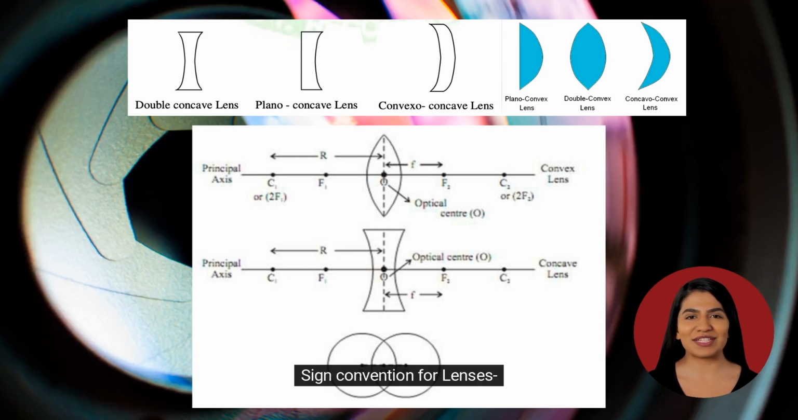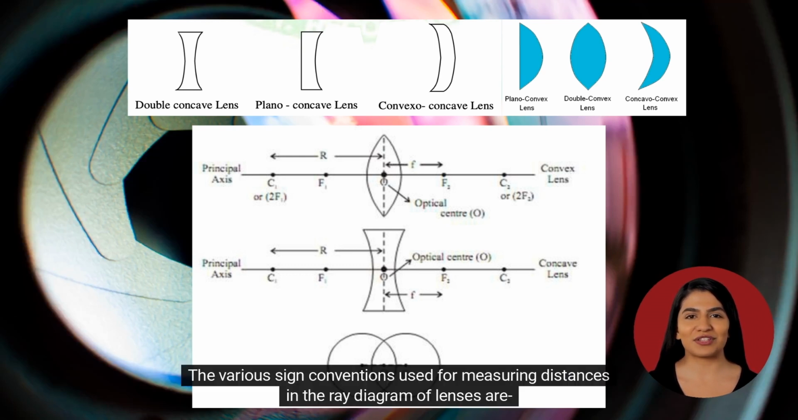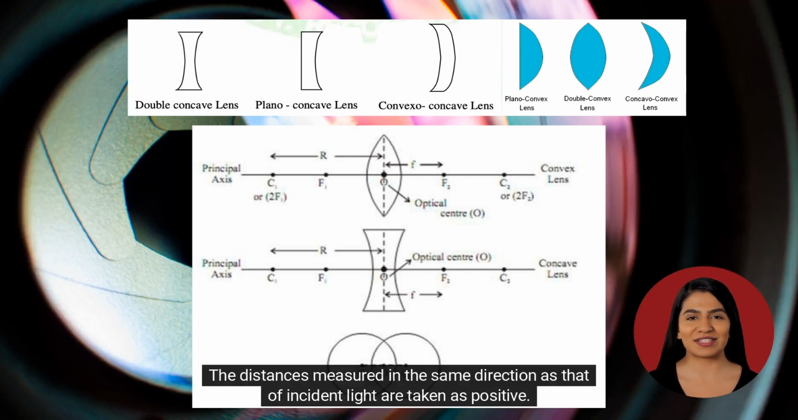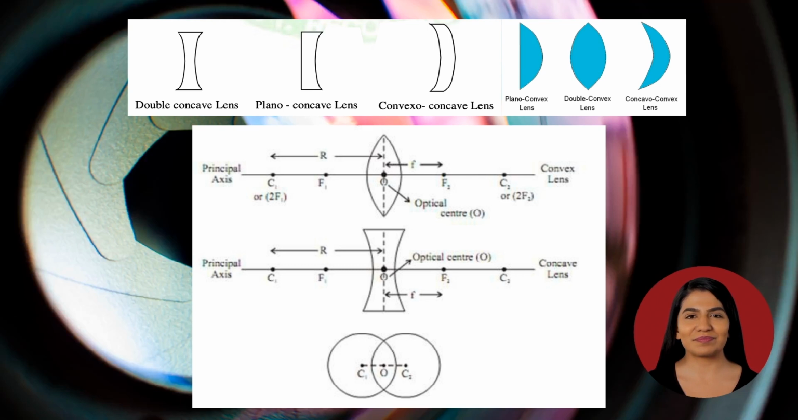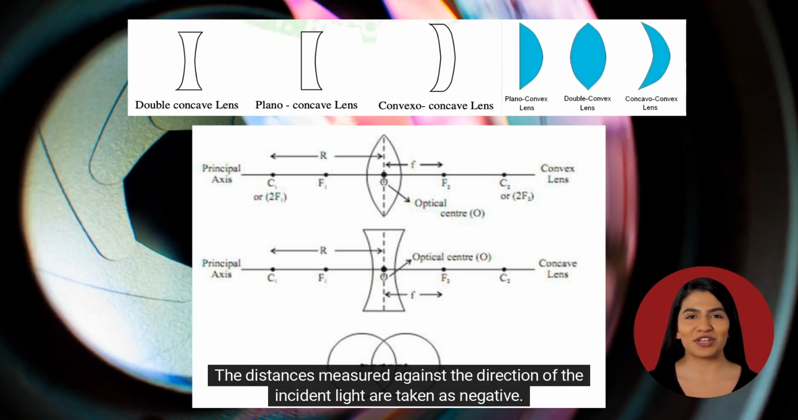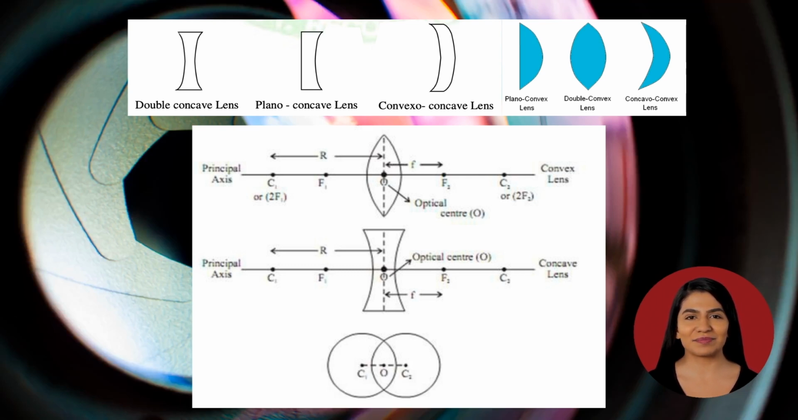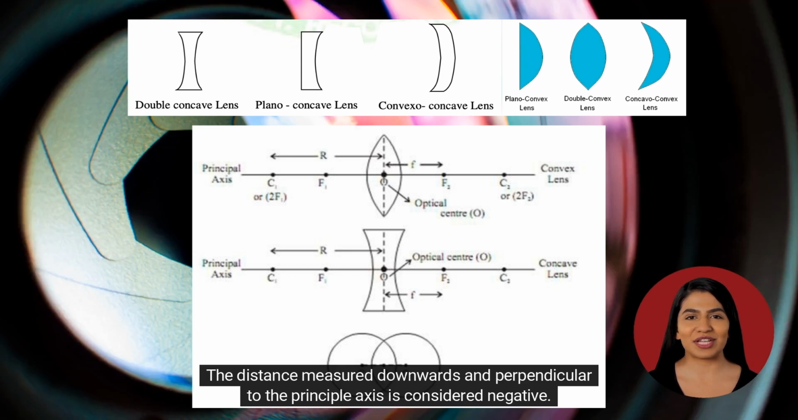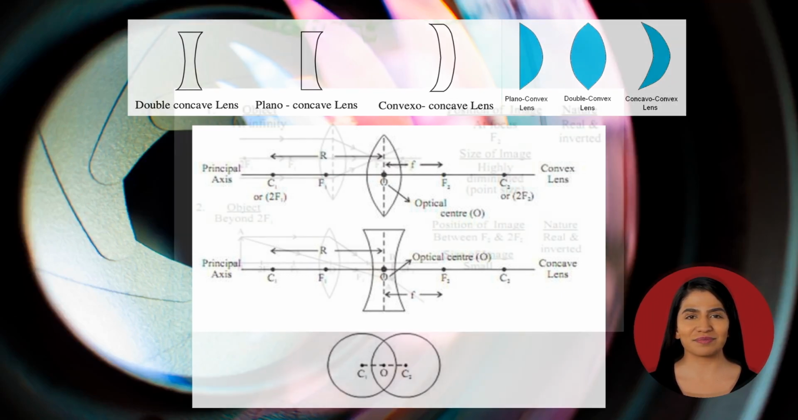Sign convention for lenses. The various sign conventions used for measuring distances in the ray diagram of lenses are: All distances are measured from the optical center of a lens. Distances measured in the same direction as that of incident light are taken as positive. Distances measured against the direction of the incident light are taken as negative. Distances measured upwards and perpendicular to the principal axis are considered positive. Distances measured downwards and perpendicular to the principal axis are considered negative.